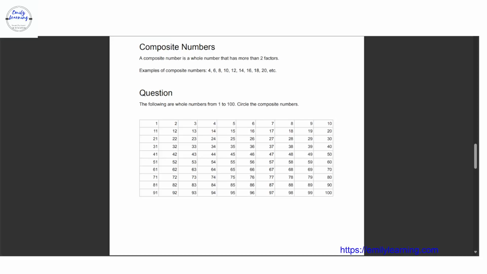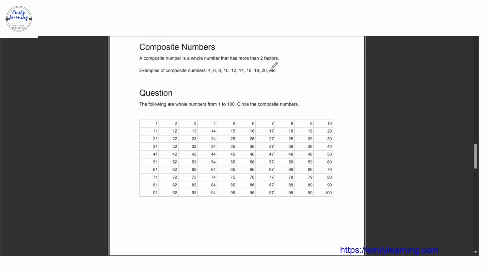In this lesson, we'll be looking at composite numbers. So what are composite numbers? Well, a composite number is a whole number that has more than two factors. In other words, if something is a prime number, it will not be a composite number, because a prime number only has two factors, which are 1 and itself. But a composite number must have more than two factors. Examples of composite numbers are 4, 6, 8, 10, 12, 16, and so on.